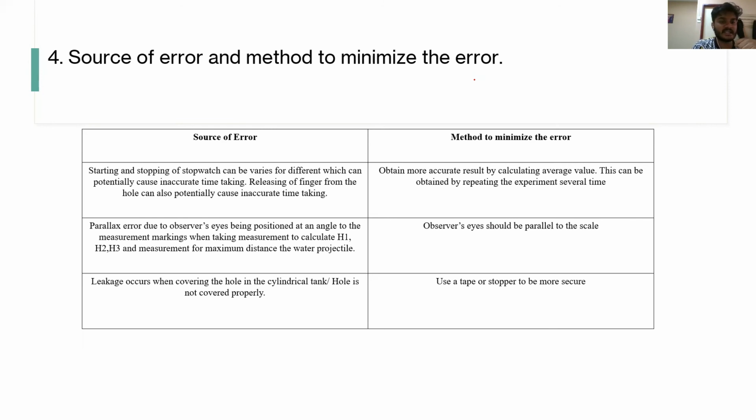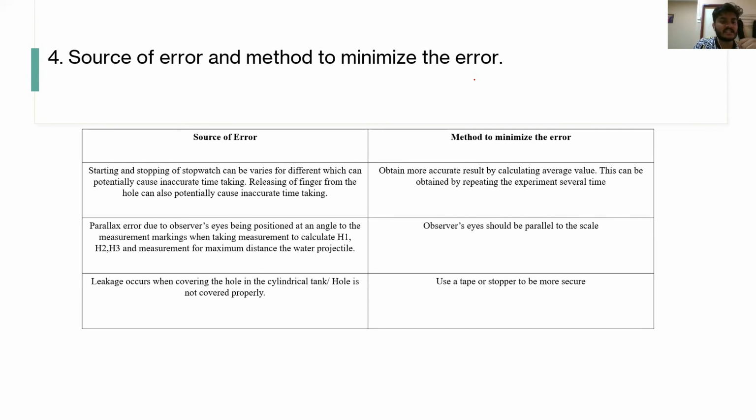Our second error will be parallax error due to the observer's eye being positioned at an angle to the measured marking when taking measurements to calculate H1, H2, H3 and the measurement for the maximum distance of the water projectile. Since the water projectile is too fast, you can't be too accurate in finding the measurement, and you can't tell if the observer's eye is on the correct spot. It's very difficult to judge that. So the method to minimize this error is that the observer's eye should be parallel to the scale. You can ask two or more people to look at the measurement to be more accurate.